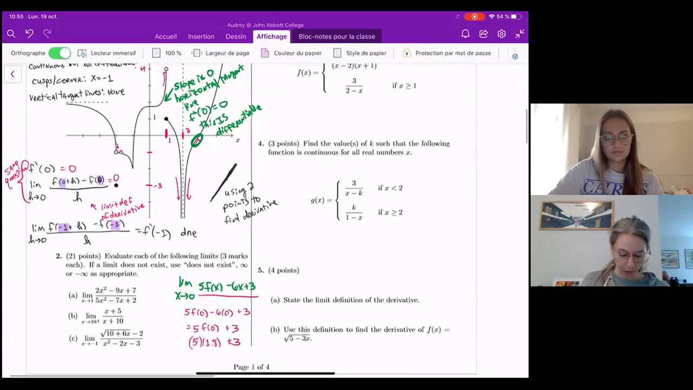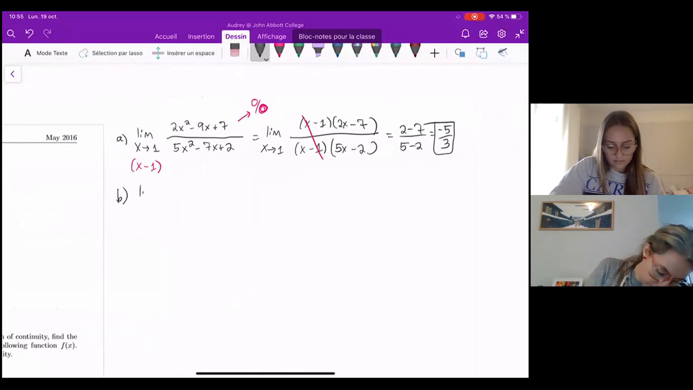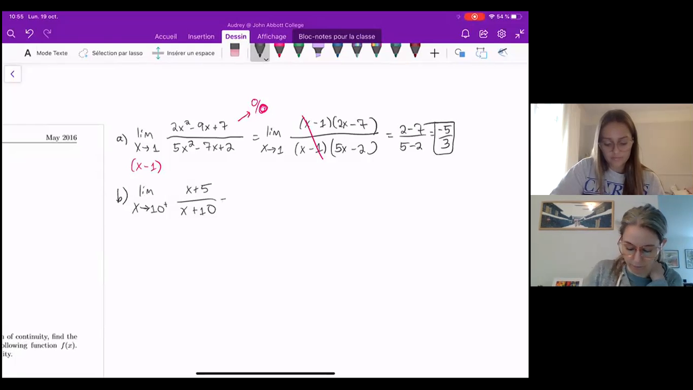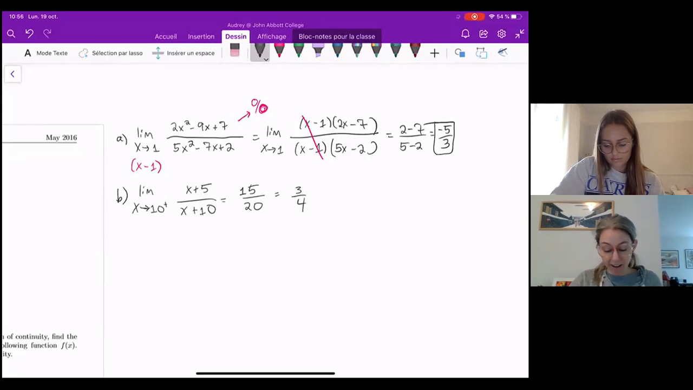No. Okay. So limit as x goes to 10 from the right, x plus 5 over x plus 10. What happens here when I plug in? 5 over 20, so 1/4. You got it, 5 over 20. Wait, no, not 5 over 20, 15 over 20. Yeah, my bad. So 3/4. And that's just the final answer.